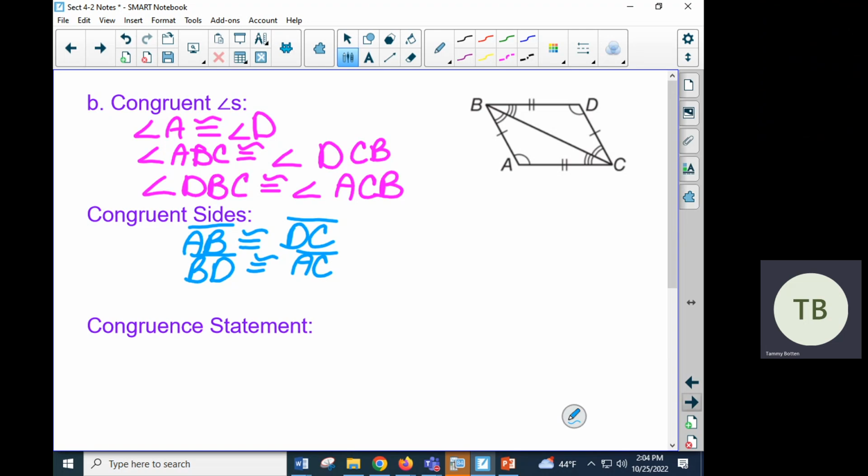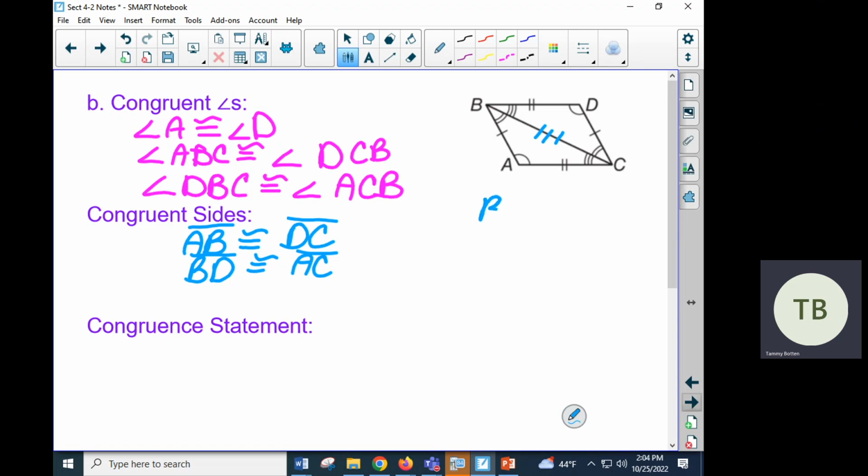Now, I still need one more side. And this is a super common step in this chapter. Do you guys see how these two triangles share the same side? Okay. I can mark that side.